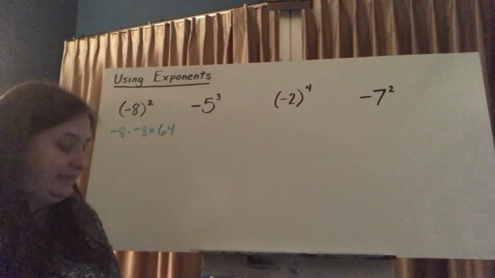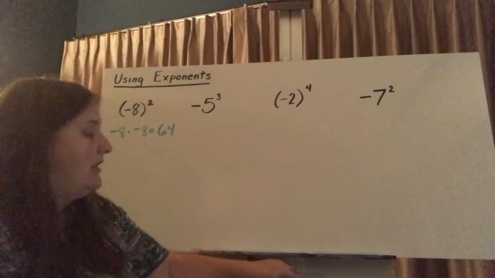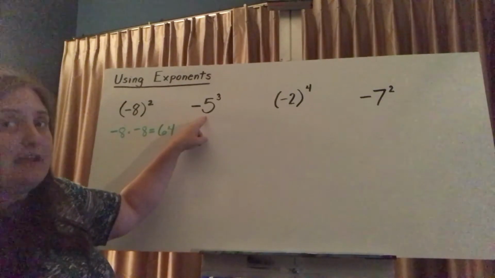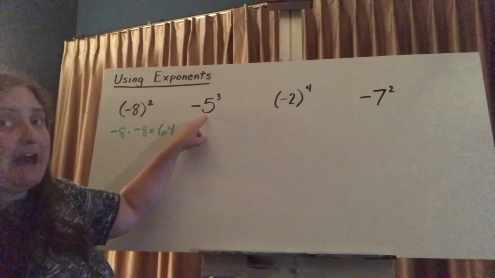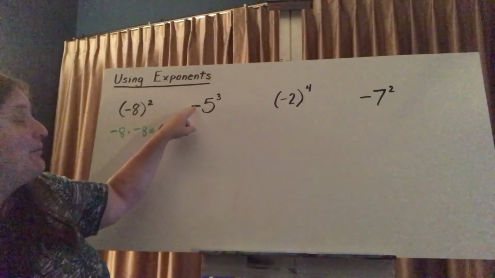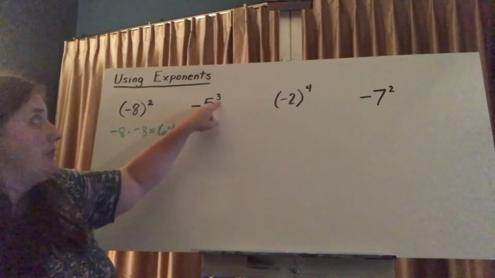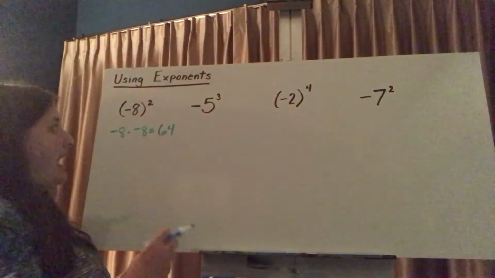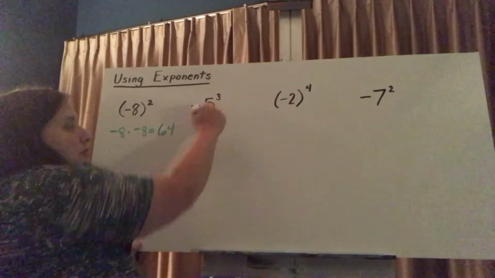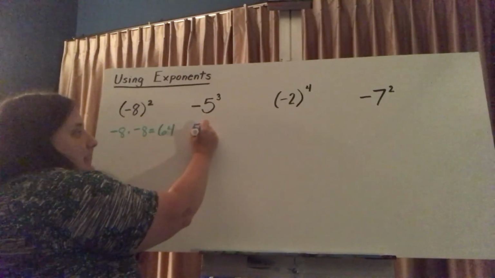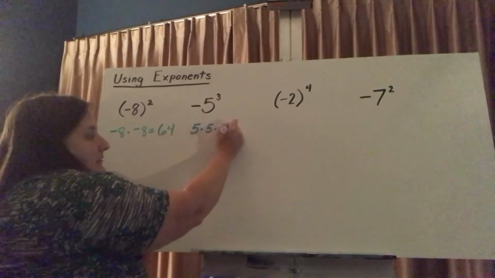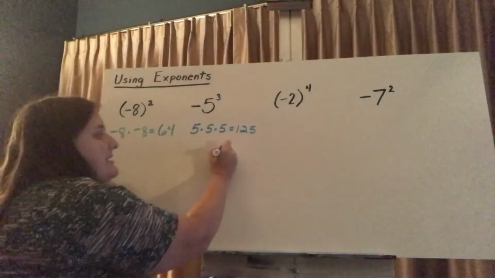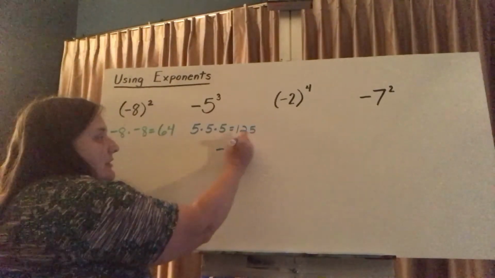When there aren't parentheses, it's a different problem though. This one is not asking me to multiply negative 5 three times or cube negative 5. This one's actually saying I want the opposite of 5 to the third power. The difference is this one does not have parentheses. So I want the opposite of whatever 5 cubed is. 5 cubed, 5 times 5 times 5, gives me 125. And the opposite of that would be negative 125. So this is my answer.